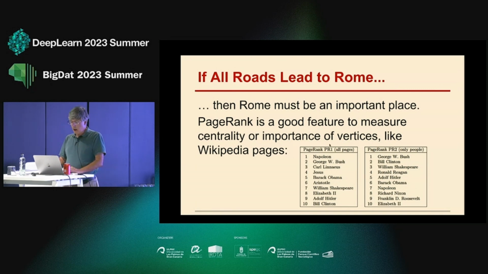When we ran it on Wikipedia's graph and looked at who were the most important people, the ones with the highest PageRank, this was done a few years ago, the results were US President Bush, Napoleon. People know who Napoleon is, right? Jesus, I bet you've heard of him. President Obama, things like this.